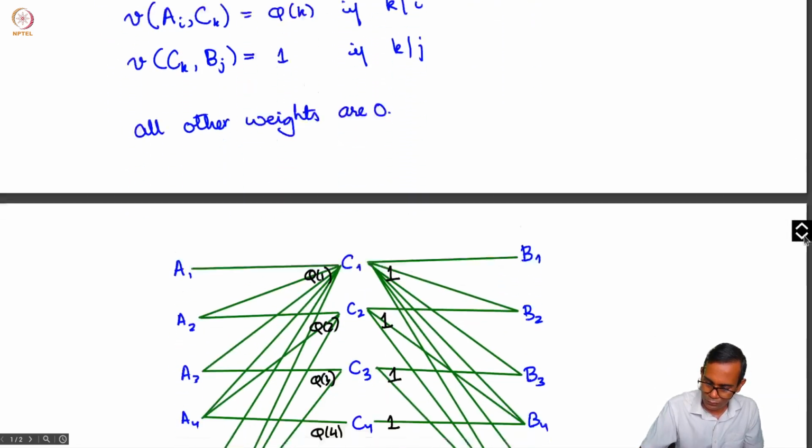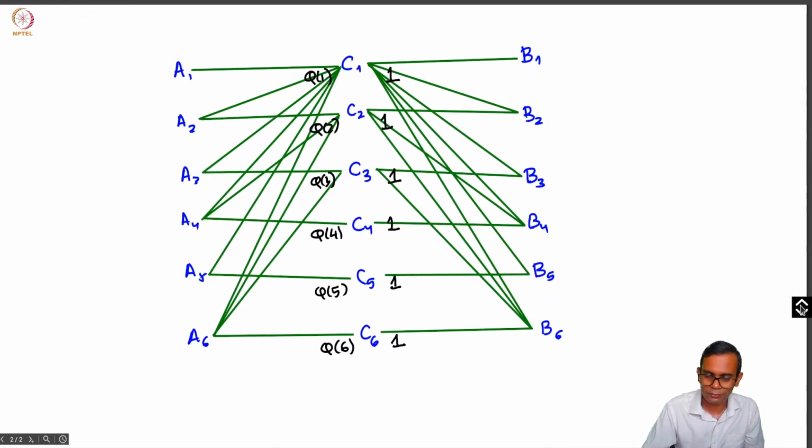I've drawn this network over here in the case of n equal to 6. You can see that there are 18 nodes, and from C1 we have edges to A1, A2, A3, everything, and those are weighted phi 1. For C2 we have edges to A2, A4 and A6, and those are weighted phi 2. From C3 we have edges to A3 and A6, weighted phi 3. From C4 we only have an edge to A4 weighted phi 4. From C5 to A5 phi 5, C6 to A6 phi 6. And on the other side we have the same edges, but their weights are all 1.